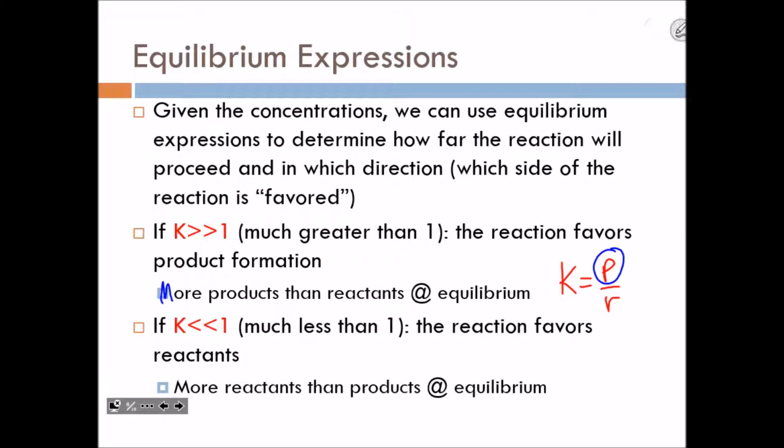If you have more reactants, though, than products, this number on the bottom will be larger. So you're going to get a number that is less than 1. Does that make sense? In general, how a fraction works, if the top number is bigger, you get a number greater than 1. If the bottom number is bigger, you're going to get a number less than 1. Correct? In terms of math, if you're thinking about it mathematically. Okay?